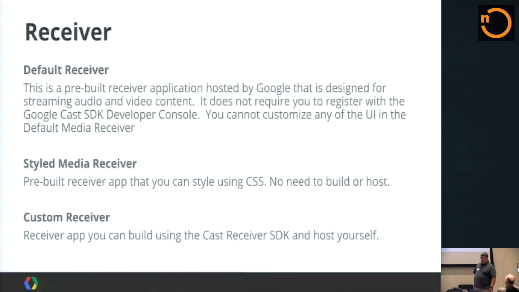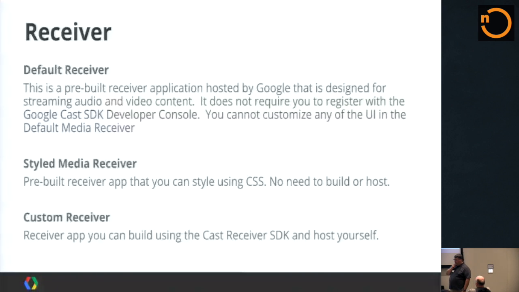So the receiver, we talked about previously the styled and the custom receiver. There's another one called the default receiver where you don't have to do anything. You don't even have to go into the console. You don't have to register. You can just use this, and you get that for free. There's constants in the libraries, and you can say, my app ID is this constant, right?